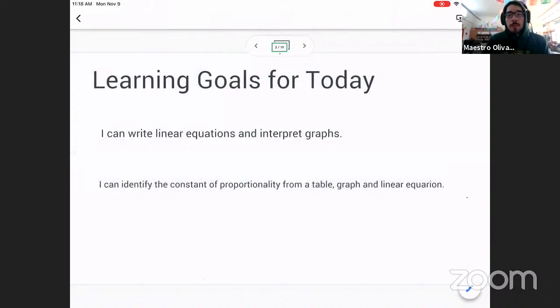In your notebooks, if possible, please write these two learning goals for today. I can write linear equations and interpret graphs, and I can identify the constant of proportionality from a table, a graph, and a linear equation.